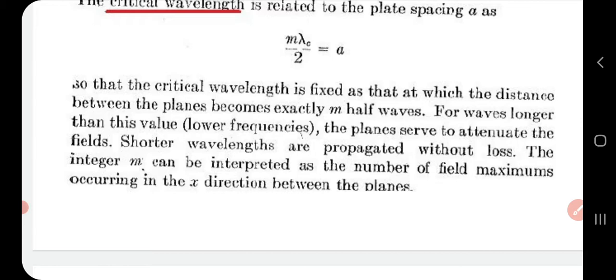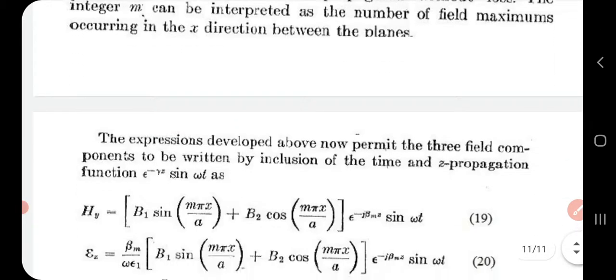For long waves, that is for longer wavelength but low frequency, the plane will serve to attenuate the fields, that is the fields will get attenuated, whereas short waves or high frequencies will be propagated between the plates without any loss. The integer m can thus be interpreted as the number of field maxima occurring in the x direction between the planes.